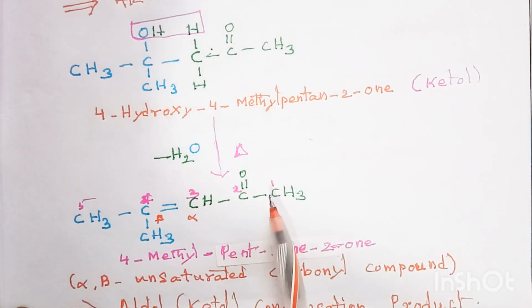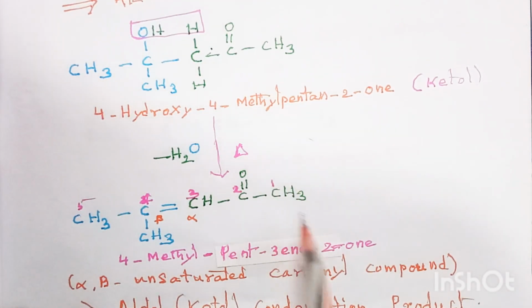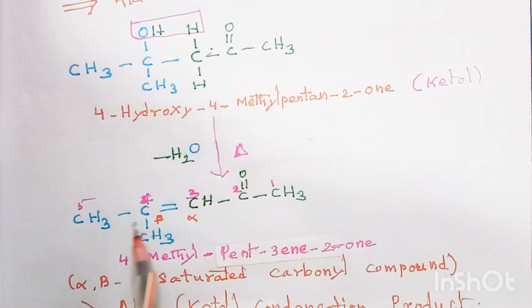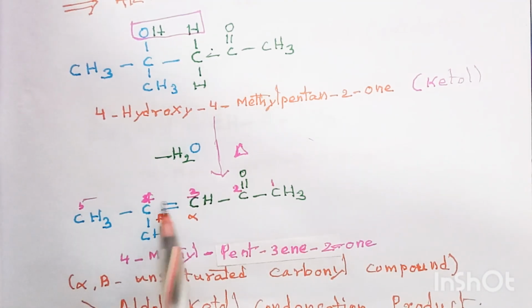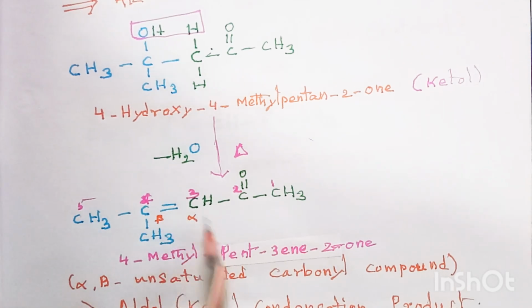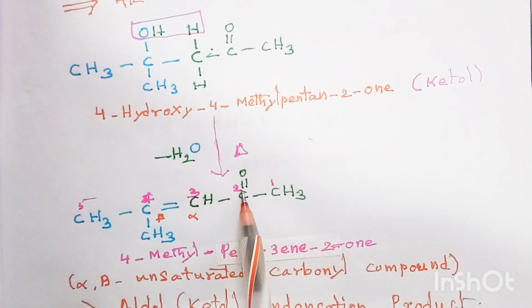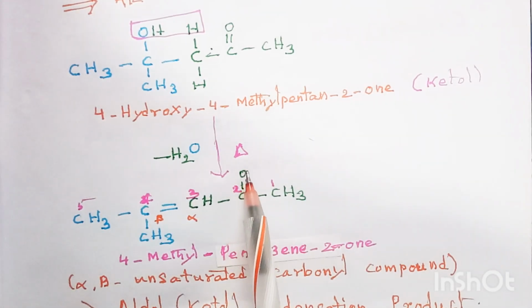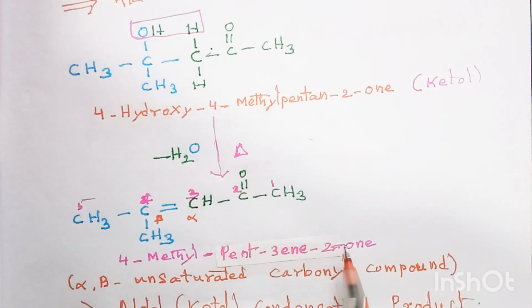This compound has 5 carbon atoms, so it is pentane. There is a methyl group on the 4th carbon atom, so 4-methyl pent. On the 3rd carbon is the double bond, so 3-en. 2-one, because on the 2nd carbon atom is the ketone group, that is C double bond O present.